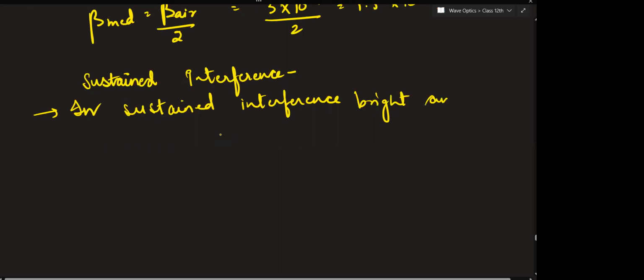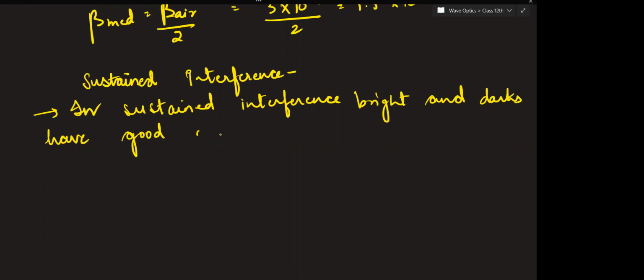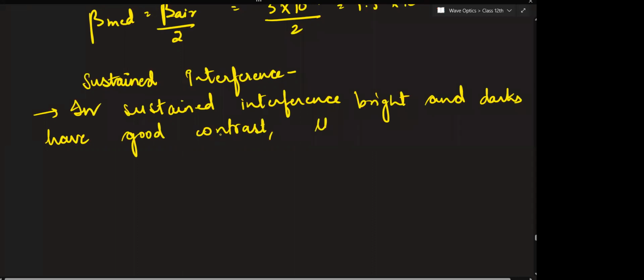So in sustained interference, bright and dark fringes have good contrast. They are well separated. You'll observe that sometimes, when the interference experiment is done, the central bright fringe looks a little brighter, and the other bright fringes, first, second, third, all of them, appear slightly vague, and slowly the intensity keeps on decreasing. But in sustained interference, the bright and dark fringes appear very clearly. Even the fourth, fifth, sixth, nth bright fringes appear very clearly, and intensities also do not change.